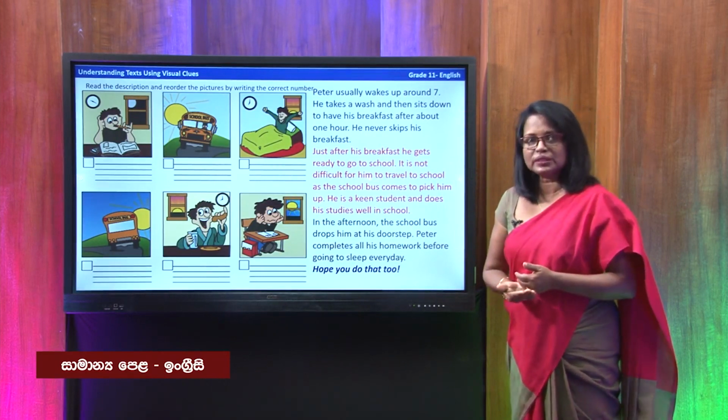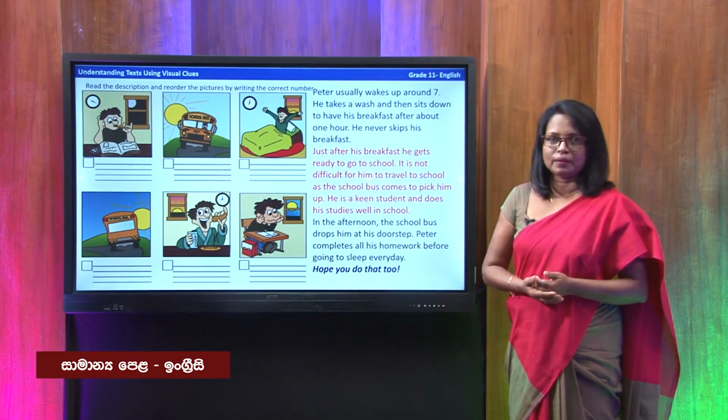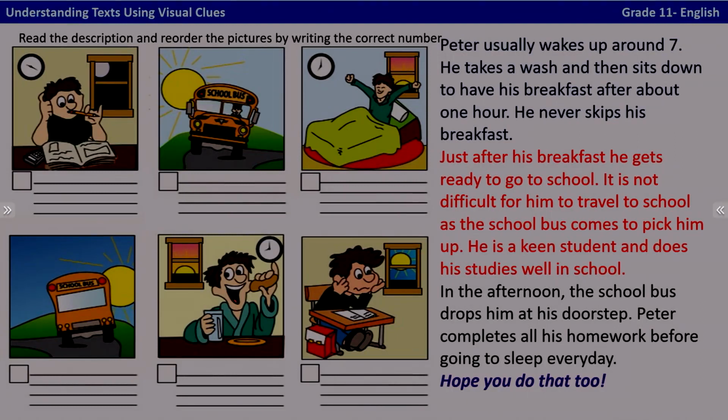Now here's an opportunity for you to make use of what you learned so far. In this description, you get a short paragraph about Peter's daily routine. Here we see some of the things Peter does from the morning till he goes to sleep at night. And here you have some pictures describing some of these events. So what you have to do is read this carefully and also study the pictures carefully, and you have to number the pictures to show the correct order of the way Peter does these actions.